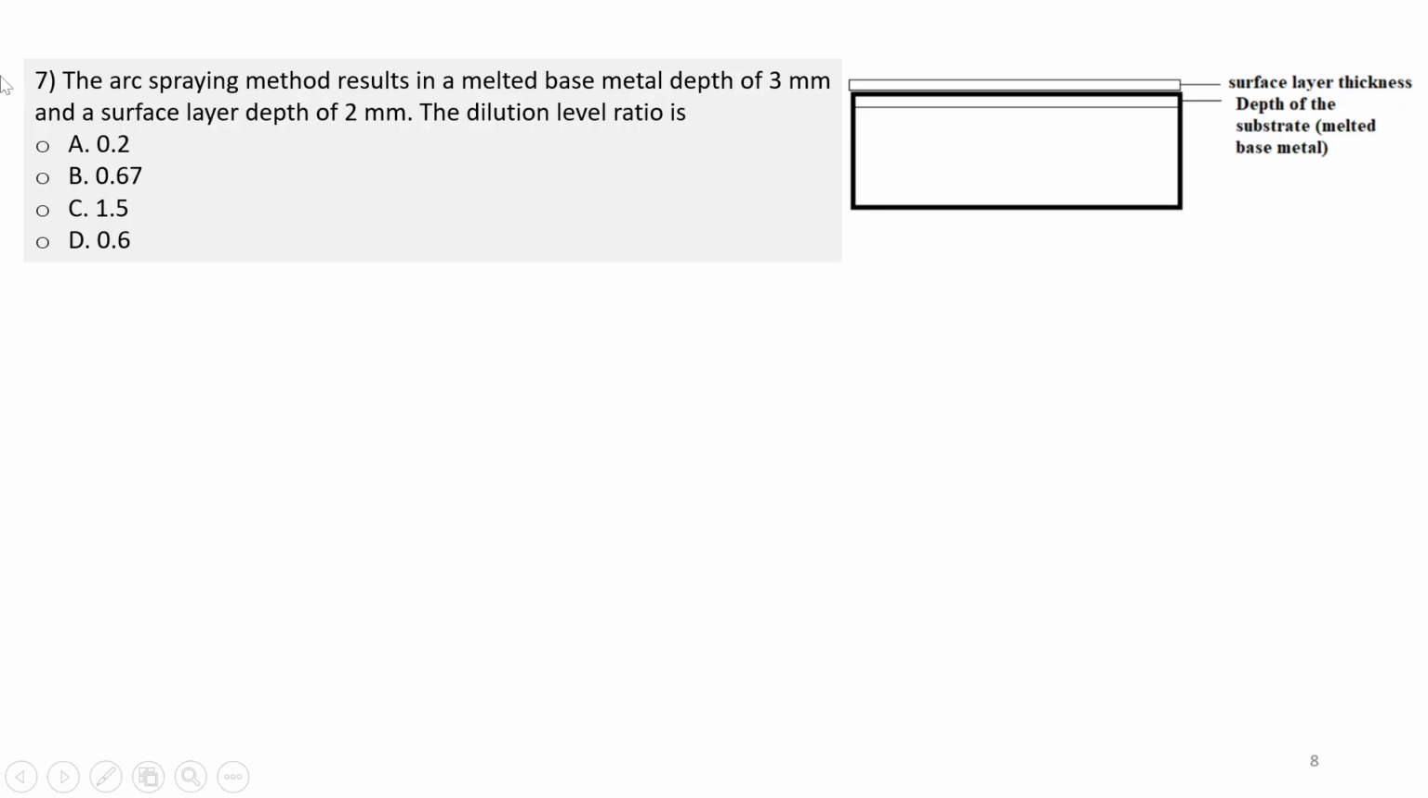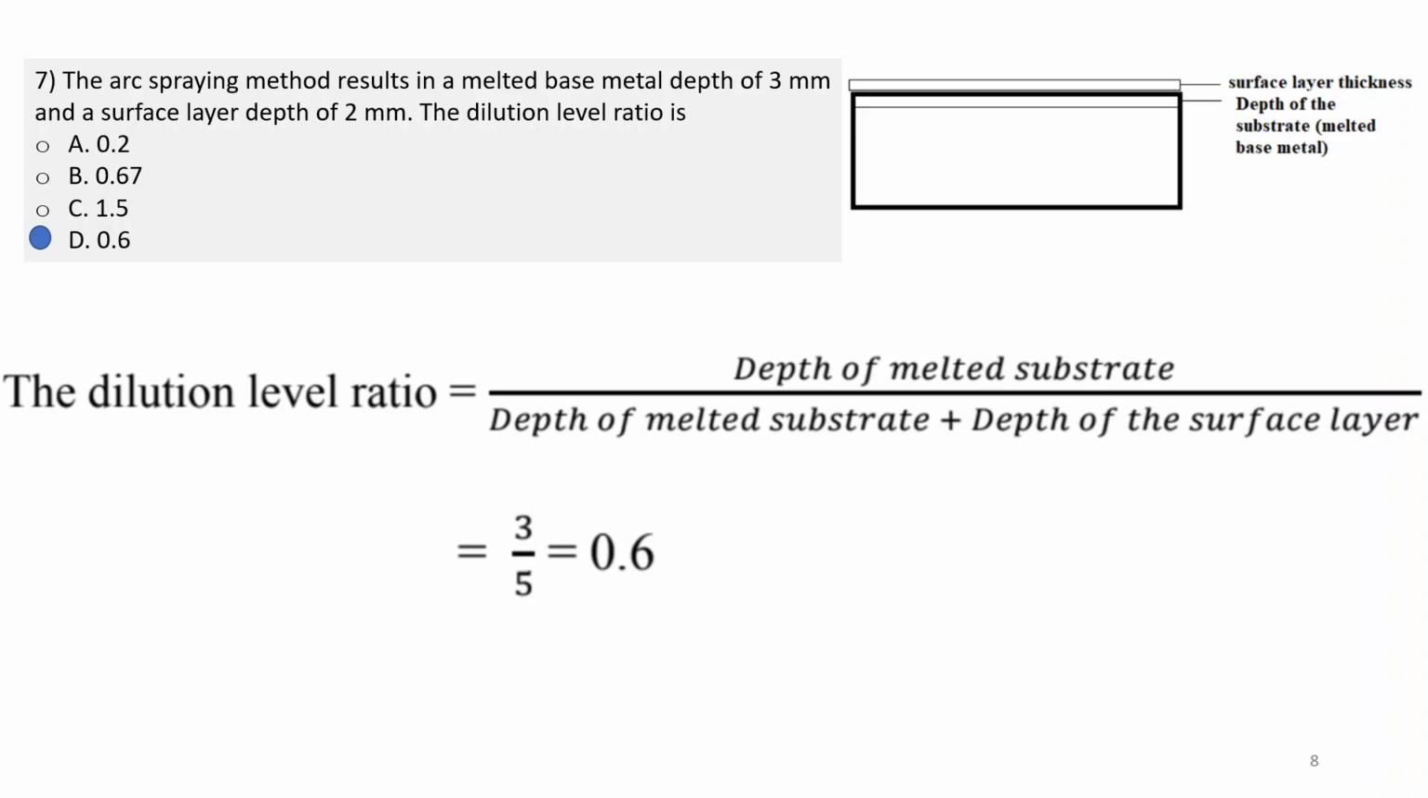Next question is: the arc spraying method results in a melted base metal depth of 3 mm and a surface layer depth of 2 mm. The dilution level ratio is, your options are 0.2, 0.67, 0.15 and 0.6. Correct answer will be 0.6. So dilution level ratio is given as depth of melted substrate divided by depth of melted substrate plus depth of surface layer. So it can be given as 3 by 5, which is 0.6.